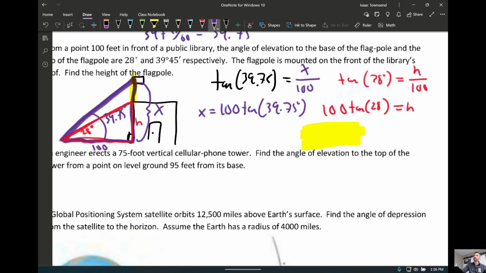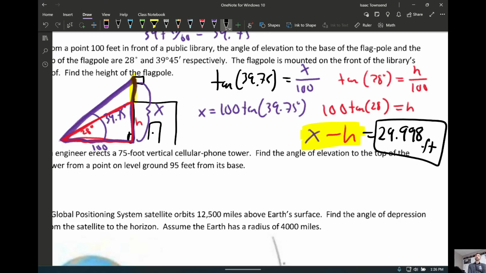Right. If all of this I called X, subtract this, which is not part of the flagpole and which I called H, then the difference of those is how you get the height of the flagpole. 29.998 feet.